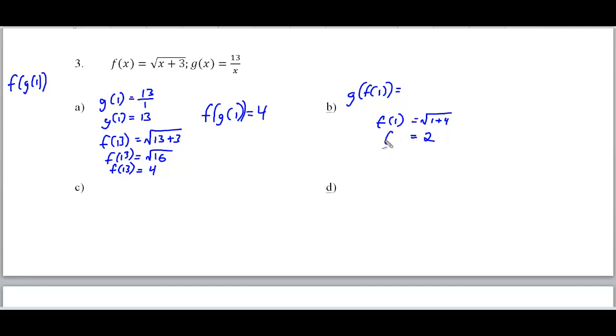Then what we'll do is, since that was my f of 1 is equal to 2, let's put my g of 2 into my equation, which is 13 over 2. And there's nothing to simplify there anymore, because 13 halves can't be made any more simple. So what we have here is g of f of 1 is equal to 13 halves, or 6 1/2. 6.5. I mean, any way we want to do it, really.